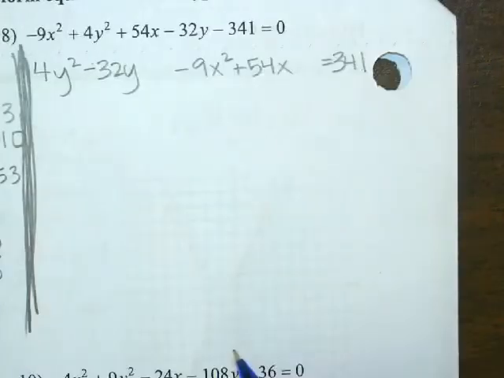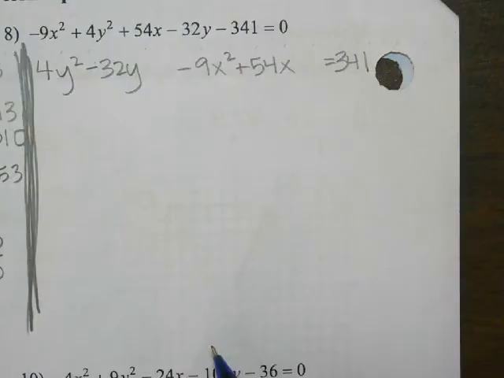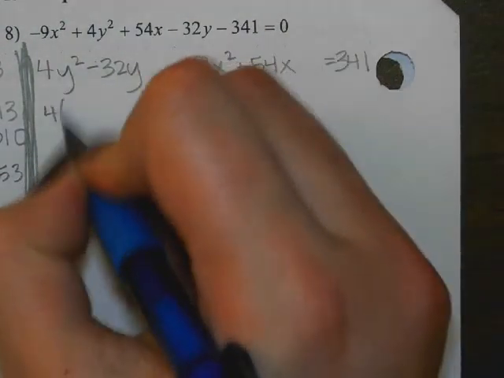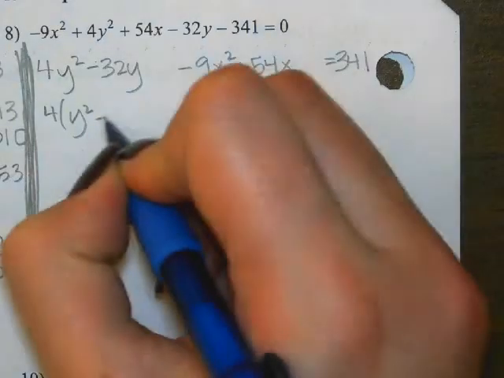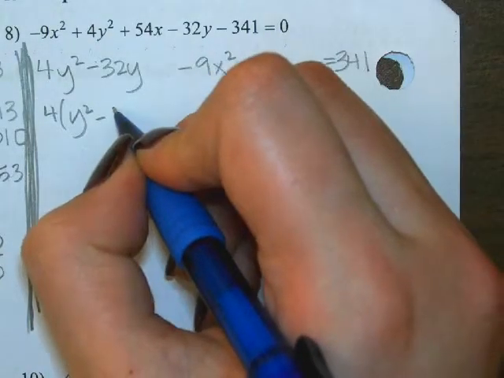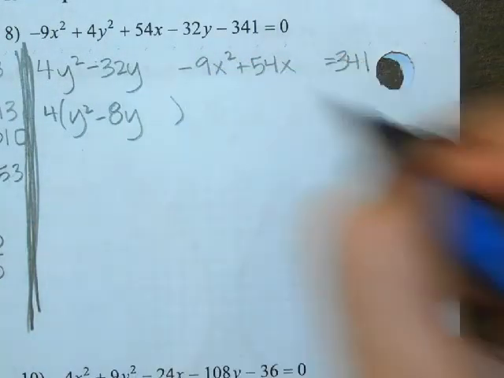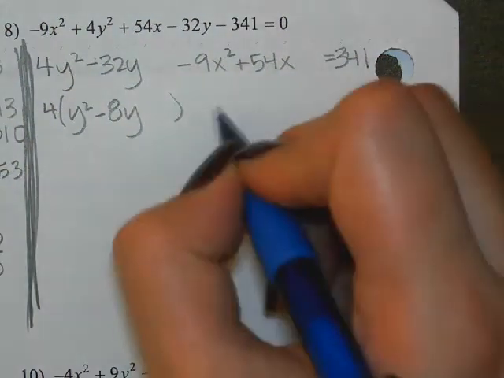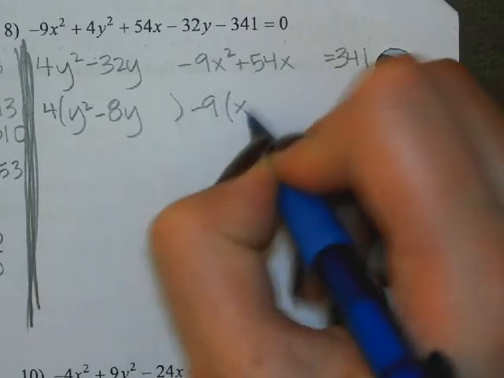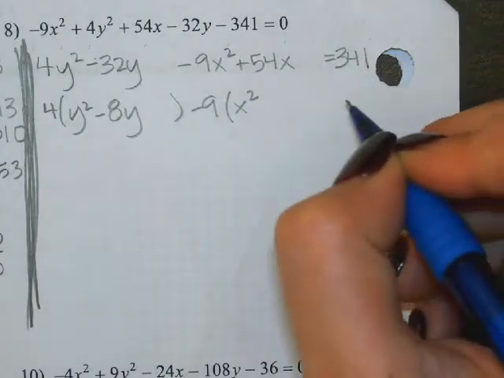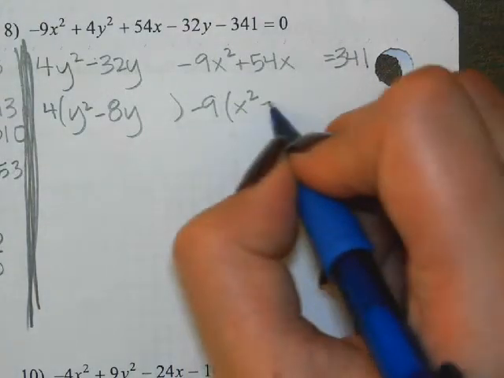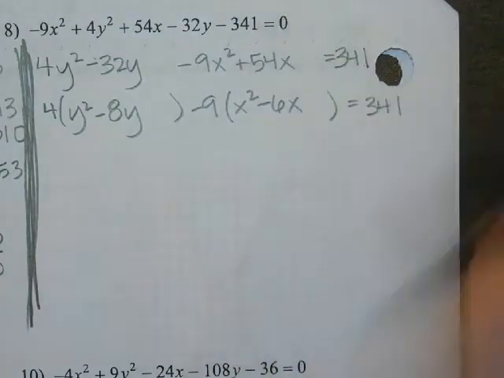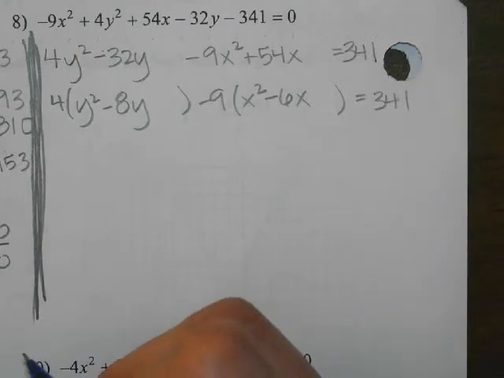All right, and then what do we do? Take out the 4. Y squared minus 8y. And then what do we do? Take out the negative 9, so that's x squared minus 6, okay? All right. And then what do we do?